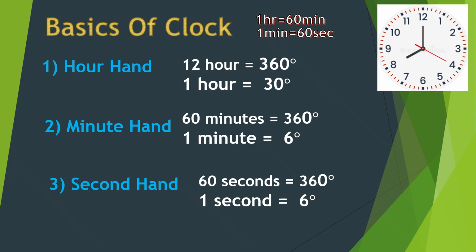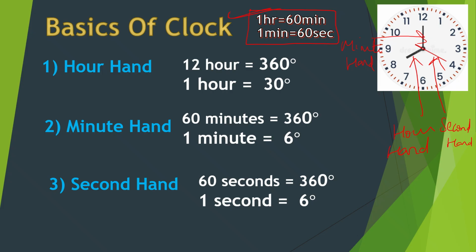This is the basics of a clock. First thing, you know that this is an hour hand, the short but thicker one. This is a minute hand, which is a longer one. And the slightly thinner line is the second hand. Correct? So you need to know this. This is the basic. 1 hour is equal to 60 minutes and 1 minute is equal to 60 seconds. This you have learned from 5th or 6th standard.